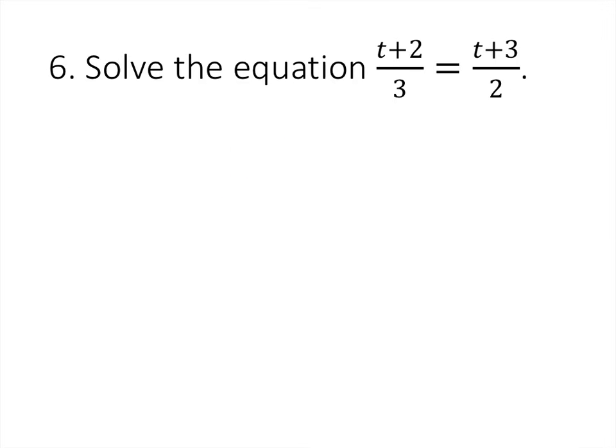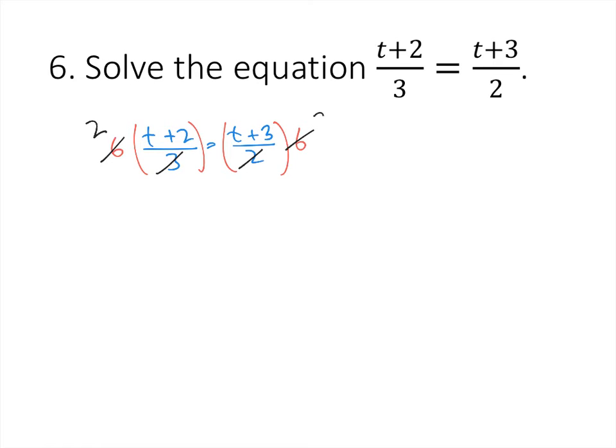Another equation to solve, this one involving fractions. So my advice with an equation like this is to multiply both sides by something that will get rid of the fractions. In this case, since my denominators are 3 and 2, a common denominator that will get rid of both fractions is 6. So on the left-hand side, 6 and 3 divide out, just leaving 2. And on the right-hand side, 2 and 6 divide out, leaving 3. So that gets me 2 times the quantity t plus 2 equals t plus 3 times 3.